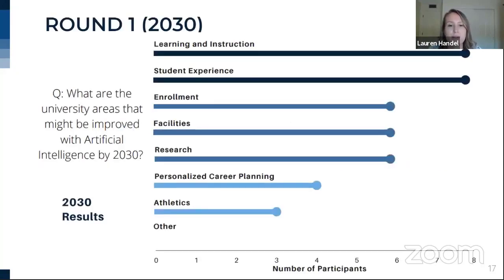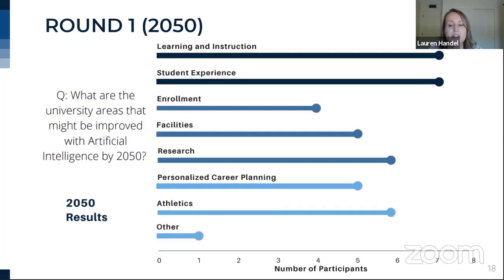First, in this round 1, we were looking for what university categories might be improved with artificial intelligence. As you can see here, in 2030, 2 of the most frequent categories that experts made predictions in were learning and instruction and student experience. Now, taking a look at the 2050 results, you can see that the learning and instruction and student experience categories remain on top. As you can see, there is an increase in responses for personalized career planning and athletics, and we did have one other response, including the original ideas of vision, speech, and natural language understanding and robotics in disability assistance.